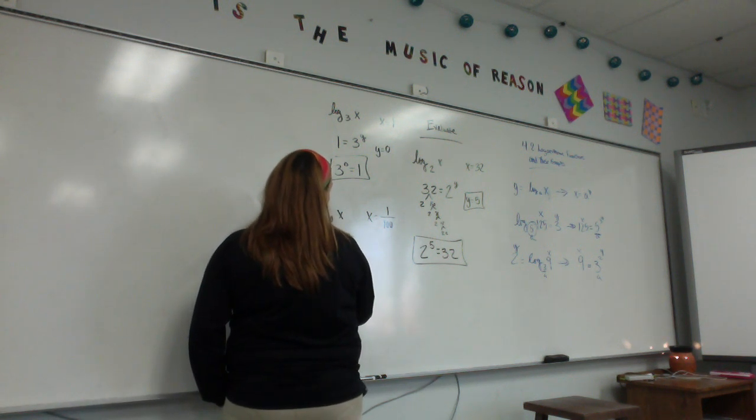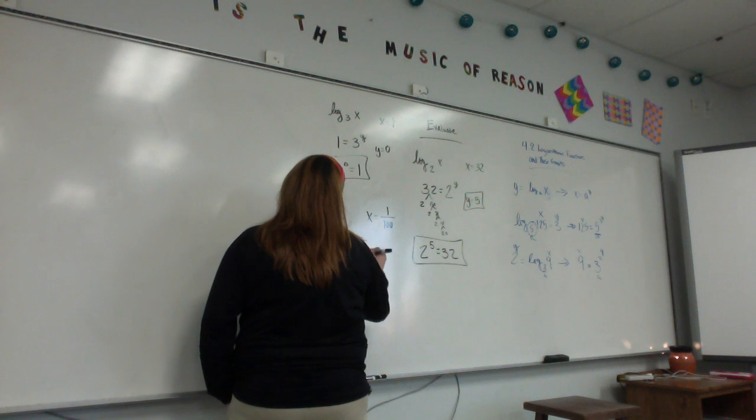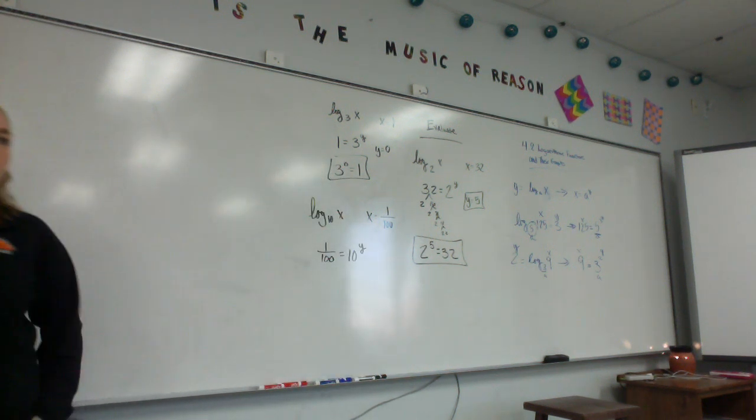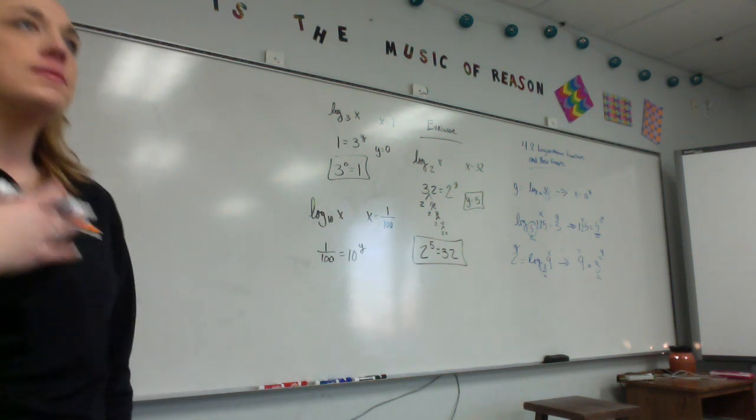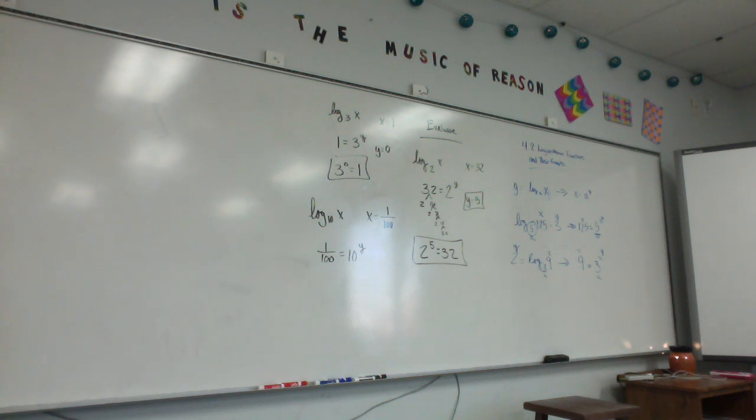Okay, 10 equals 10 to the y. Now, if I have 10 to the y, and my answer becomes a fraction, what is my exponent in this case? It's a negative. If I have a negative exponent, I have to put it in the bottom.